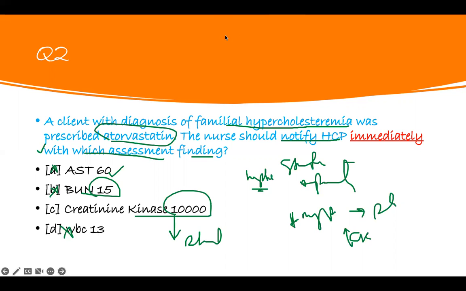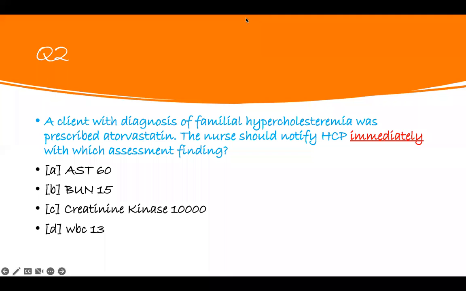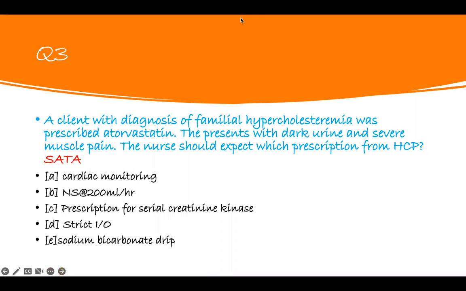CK is rhabdo. Your answer is in HMG-CoA reductase inhibitor, and C and R is my problem. I see a C, I'm picking it. That's all. That's how you do prioritization. You know which one is going to kill them, which one is more important, and you stick with it. Same thing. And then you expect which prescription from the HCP.